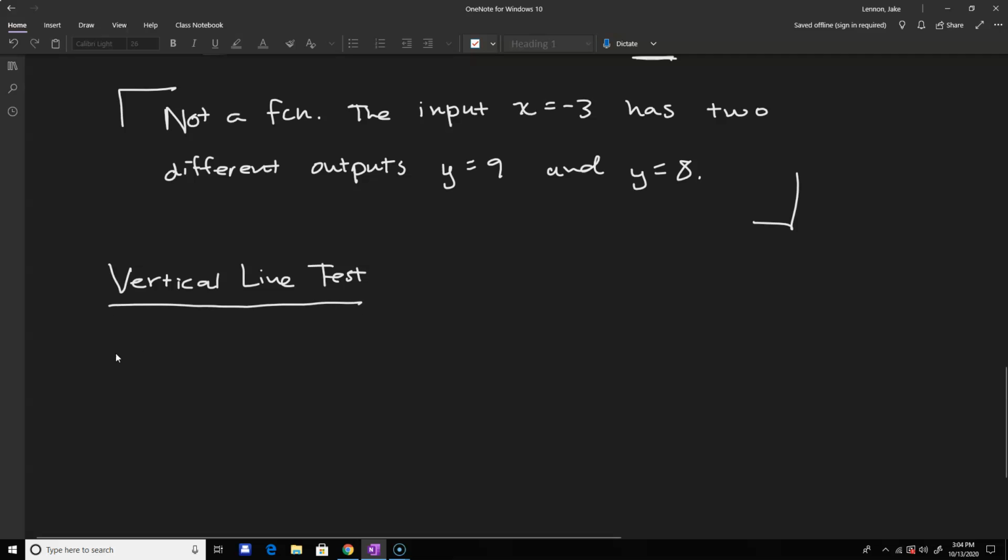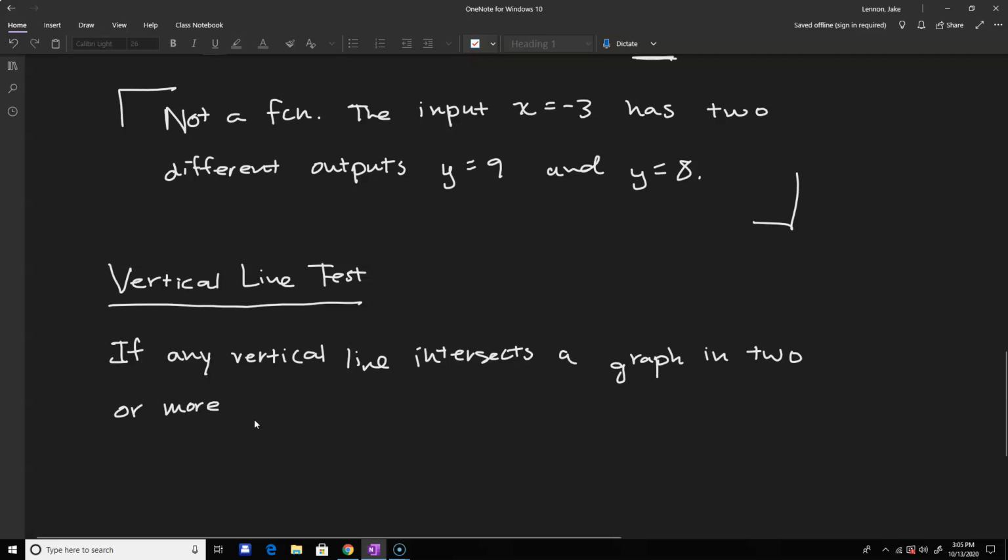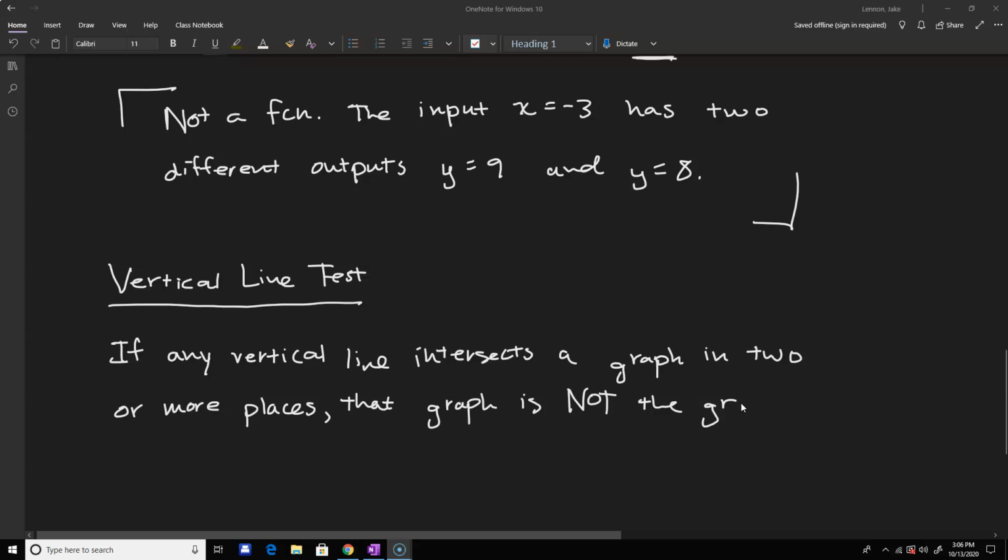So if any vertical line intersects a graph in 2 or more places, that graph is not the graph of a function. So that graph is not the graph of a function.